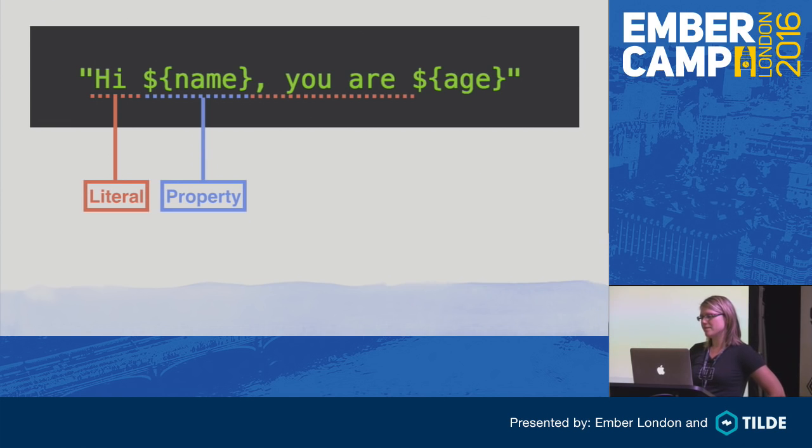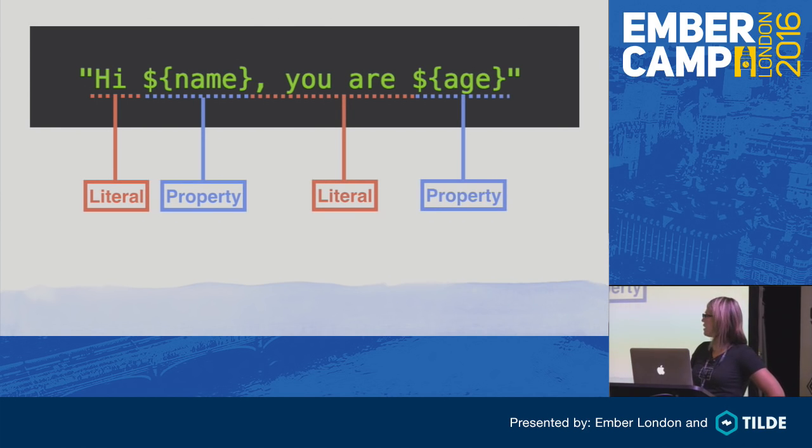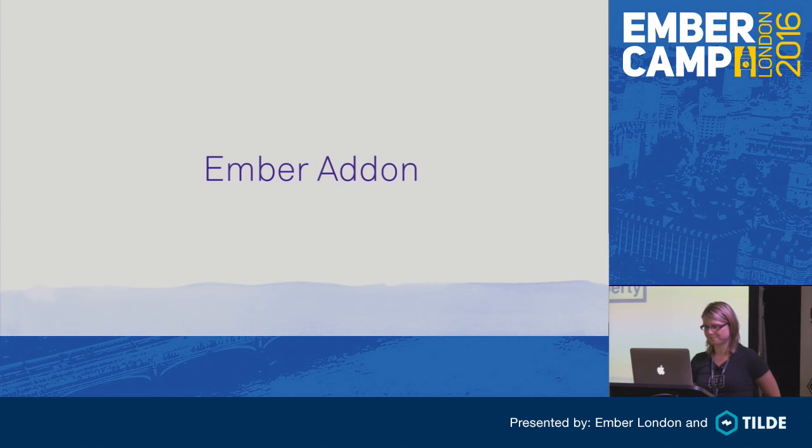The next part here, you see a comma and then the space, again a literal part, and the next part here is a dynamic part. So we have two static parts and two dynamic parts. And so the parser can then literally concatenate them together to form this computed property function you've seen before. The Ember add-on will import that parser as a dependency.